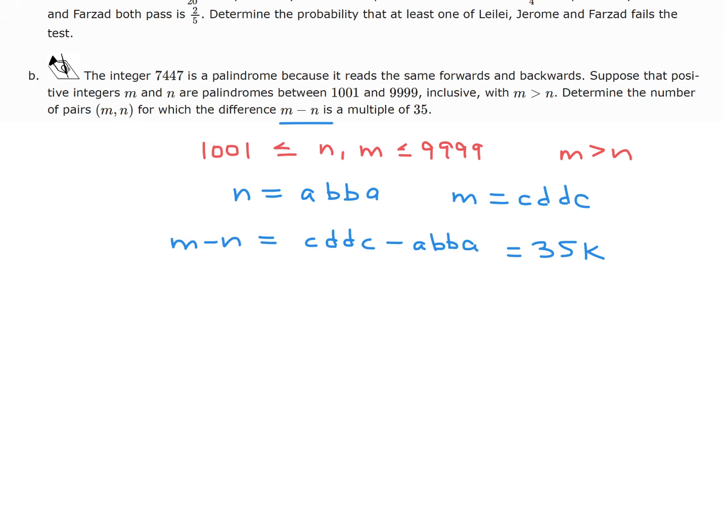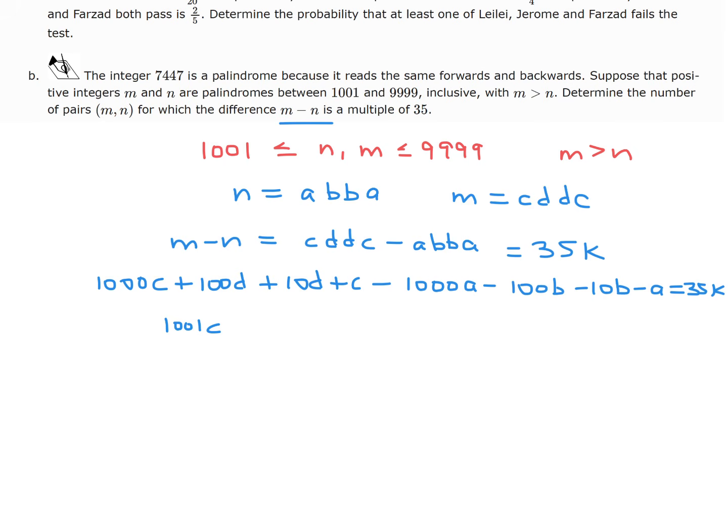And expanding this is going to be 1000c plus 100d plus 10d plus c minus 1000a minus 100b minus 10b minus a is 35k, right? So now I got to collect like terms here. Actually, first let me just do the math.